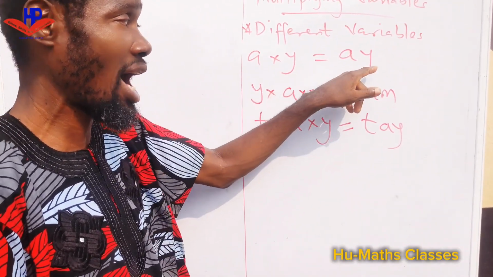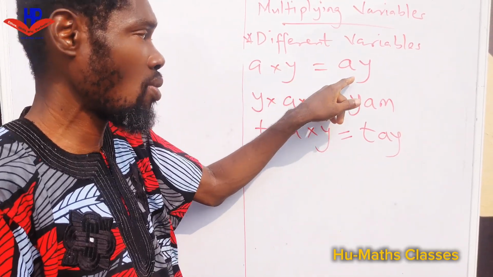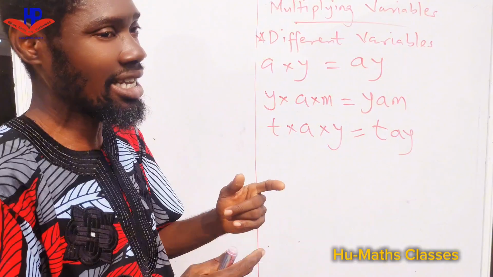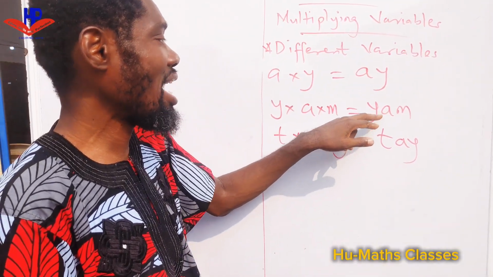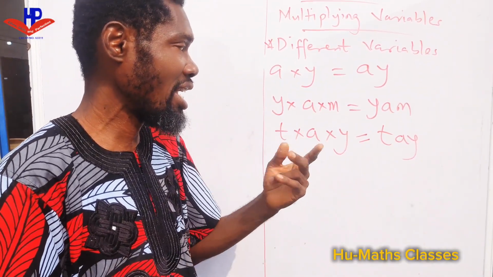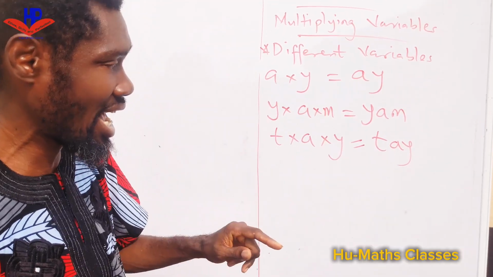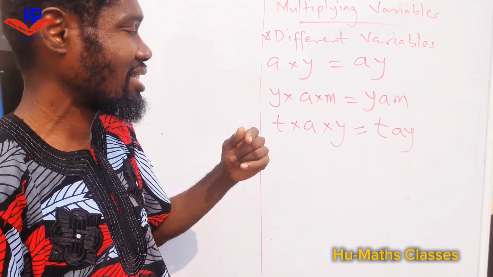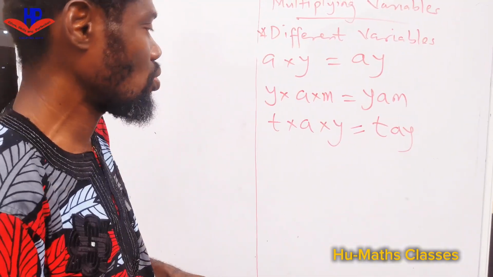So anywhere you see AY and you want to solve a problem involving AY, you can re-express AY as A times Y. Anywhere you see YAM, you can re-express YAM as Y times A times M. Anywhere you see TAY, you can re-express TAY as T times A times Y.